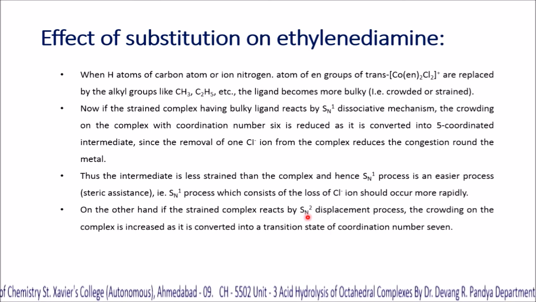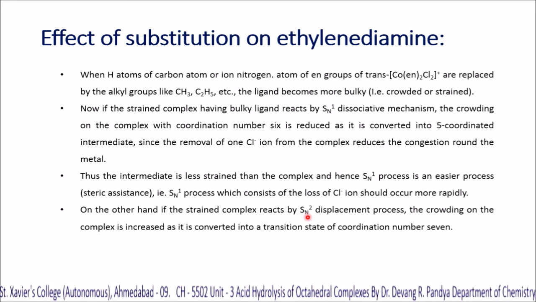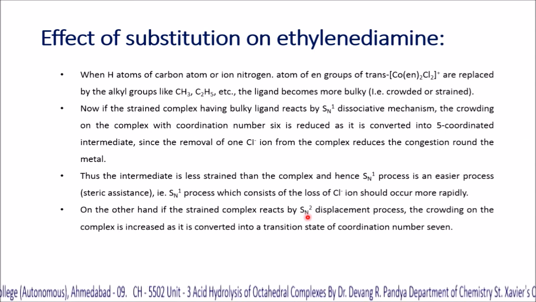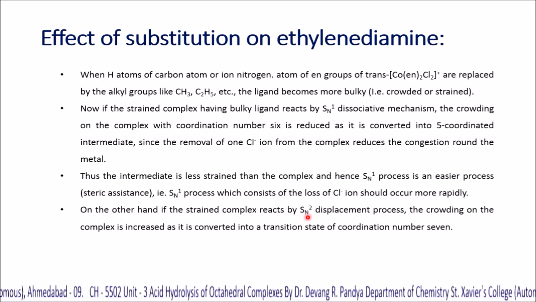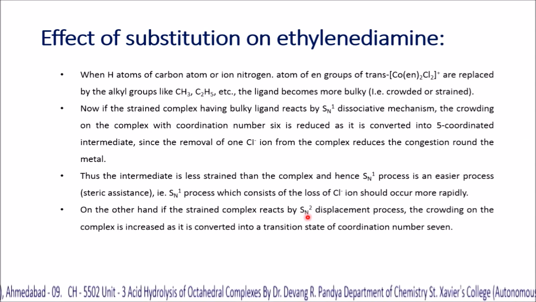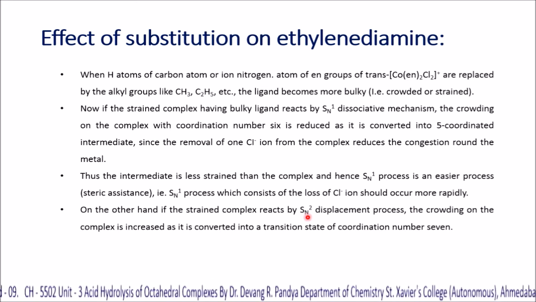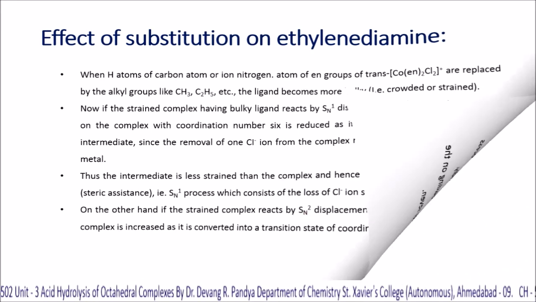On the other hand, if the strained complex undergoes the SN2 mechanism, then the hexa-coordinated complex will turn to hepta-coordinated. That means one more ligand is going to increase in the transition state, which increases the crowding of the ligands surrounding the central metal ion, which can make the intermediate less stable. Hence, it is not possible that the acid hydrolysis of the crowded ligand surrounding the central metal ion should go by the SN2 mechanism. So that can be easily understood over here.